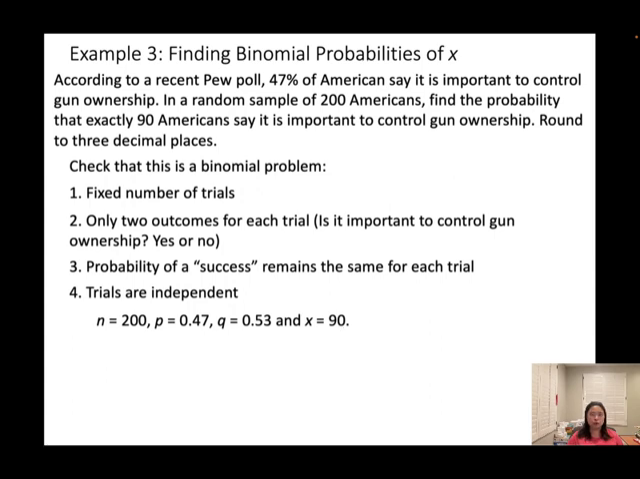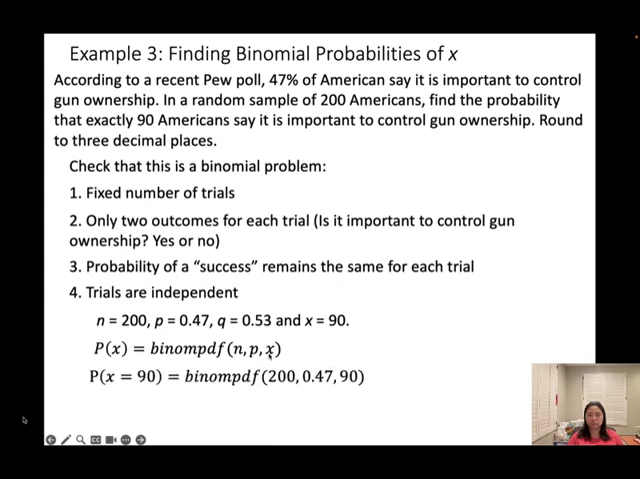And we want to find P of 90. Okay, P of 90. We'll be using the PDF, right? Exactly at that point. So plug it in: n is 200, p is 0.47, and x is equal to 90.